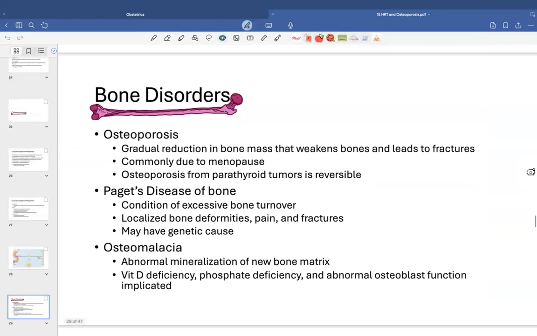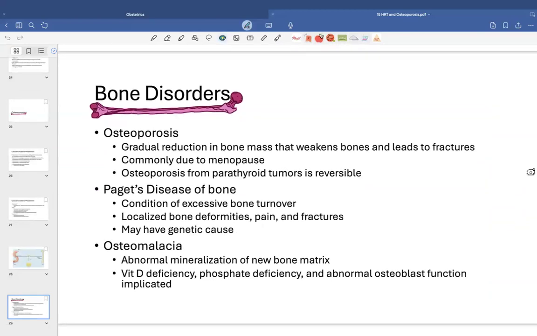Bone disorders include osteoporosis, which is the gradual reduction of bone mass that weakens bones and leads to fractures. One of the common causes of osteoporosis, again, is menopause, if you lose that estrogenic effect on bones. But if it's from a parathyroid tumor, that's considered a reversible form of osteoporosis. Other conditions include Paget's disease of the bone, which is excessive bone turnover, and osteomalacia, which is abnormal mineralization of bone tissues.